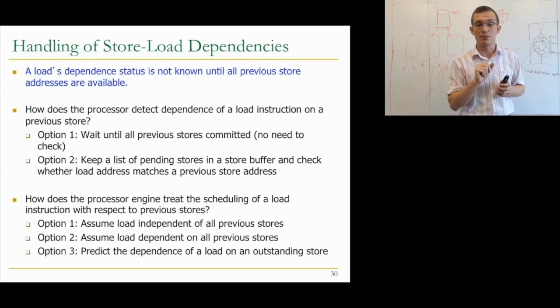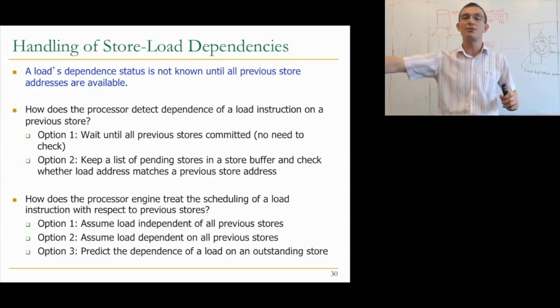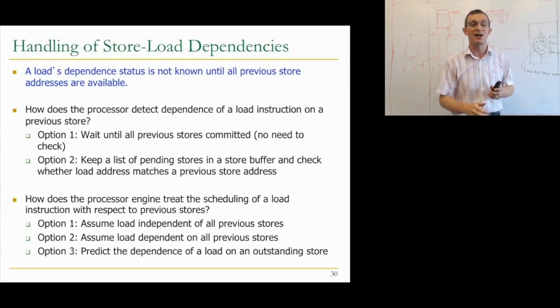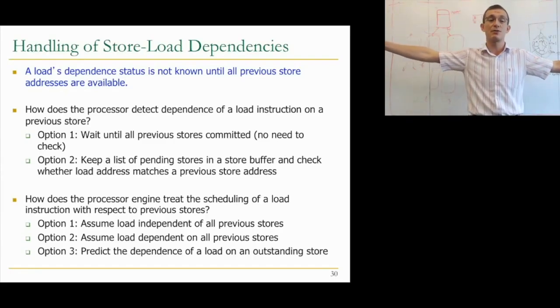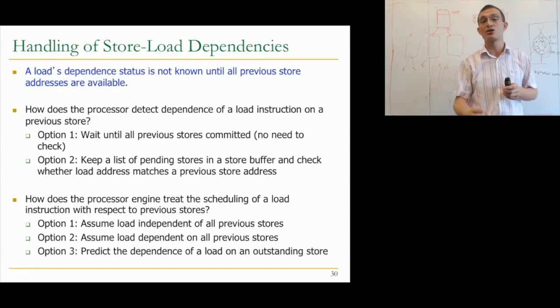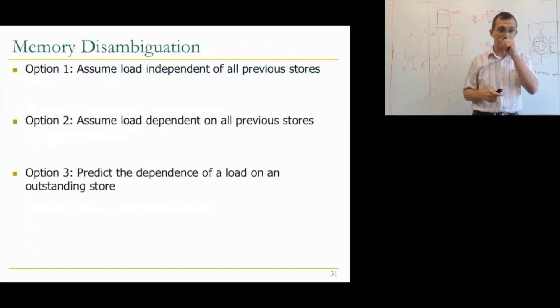The second is you can assume the load is dependent on previous stores. So the first one is the aggressive approach. The second one is the most conservative approach, which is you assume the load is dependent on all previous stores and wait until all previous stores and all tasks have completed. This is very bad, because this reduces your parallelism significantly, especially if you're designing a very large instruction window. The third option, which may be more intelligent, is to predict the dependence of a load on an outstanding store, right? Basically, this is the idea of memory dependence prediction.